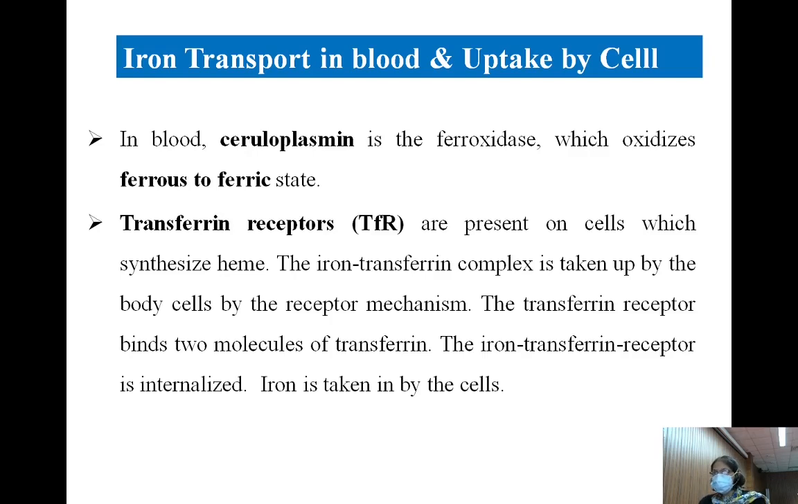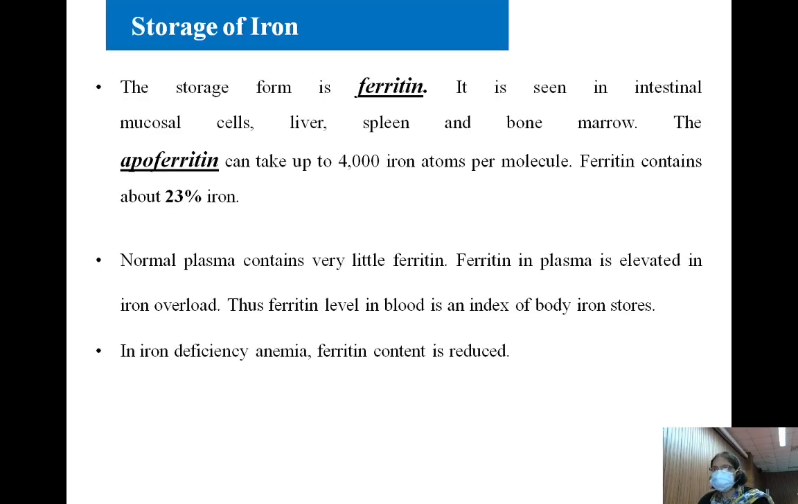The transferrin receptor binds two molecules of transferrin. The iron transferrin receptor complex is internalized, and iron is taken up by the cell. The storage form of iron is ferritin. It is seen in intestinal mucosal cells, liver, spleen and bone marrow.